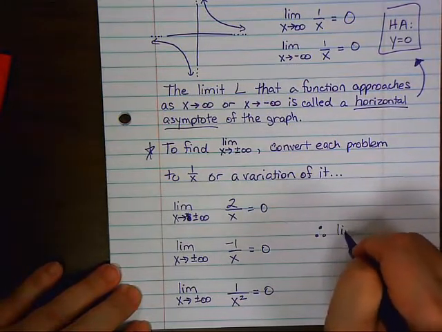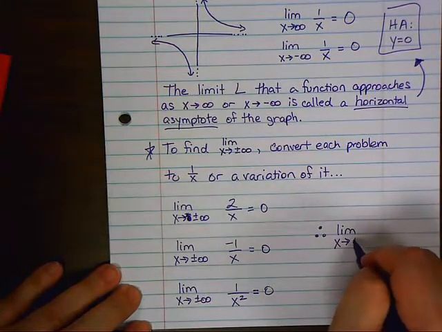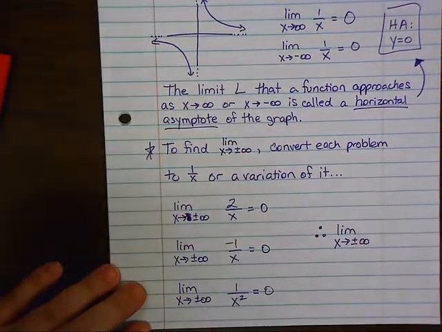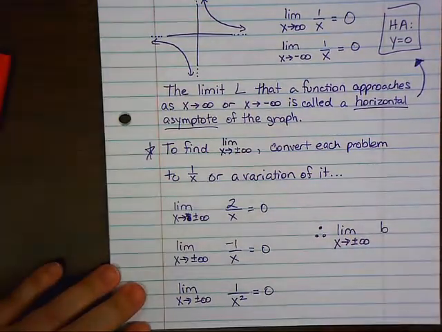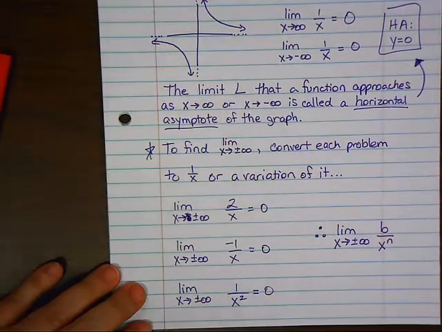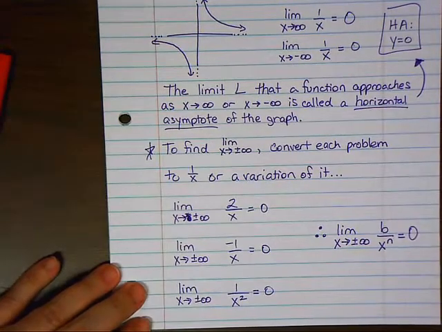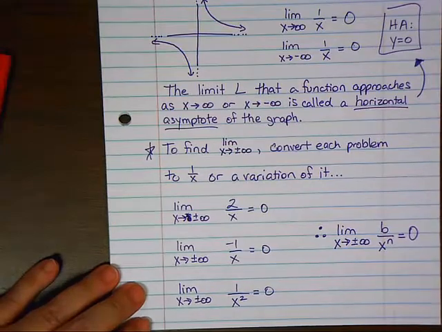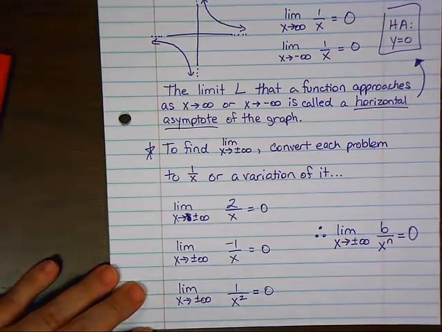So let's write that mathematically. Therefore, the limit as x approaches plus or minus infinity of any number b, I'll just say b, over x to any power n, what is that limit always going to be? What have we been saying all along? The limit's always going to be 0, no matter what. Okay. Could it be like 1 over 2x? Because that's the same thing as 1/2 over x. Oh. Yes, it could.